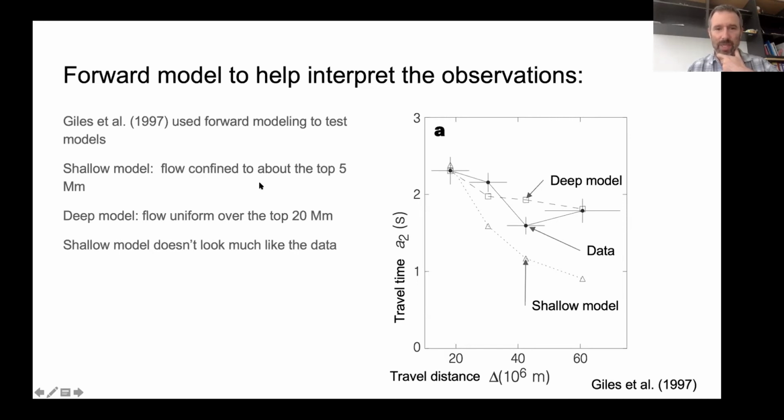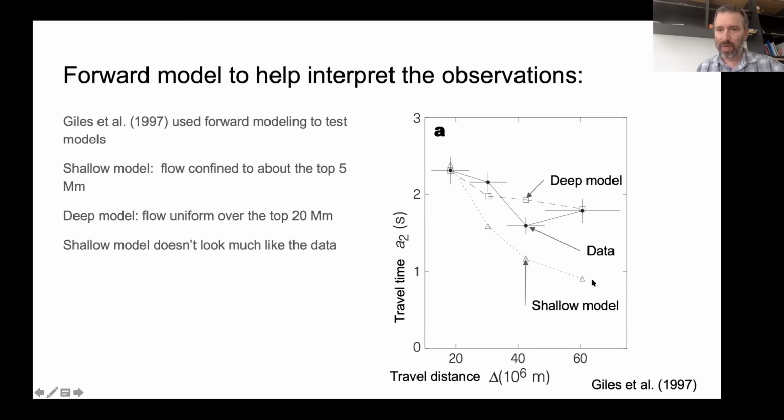There's a shallow model where you say, let's suppose that the flow is confined to the top 5 megameters and make a prediction for what the travel time shifts should look like as a function of distance. So again, the distance between the two endpoints of the ray path. And they also considered a deep model. And here you say, let's assume that the flow is uniform over the top 20 megameters. And you can make your forward models.